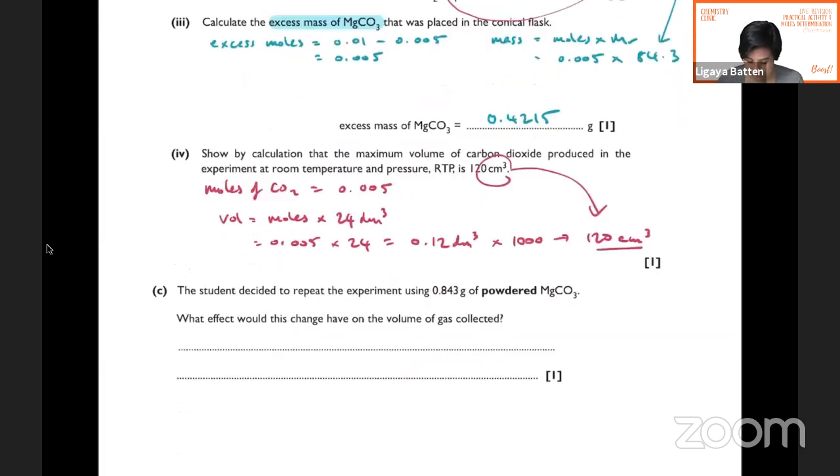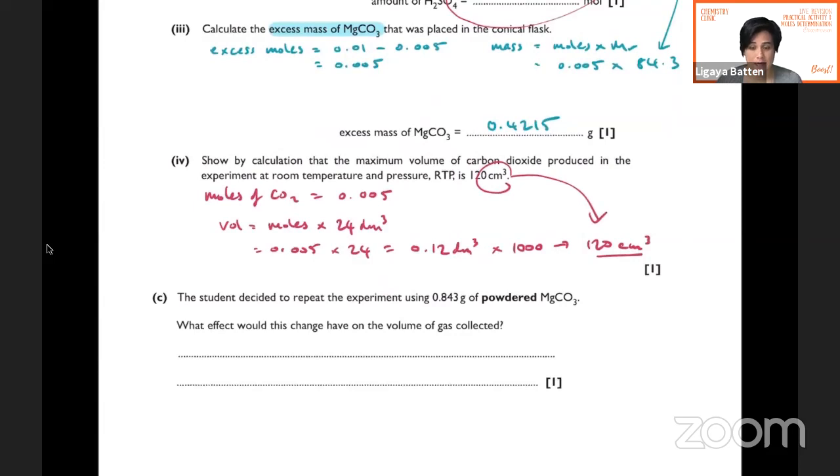Okay, the student decided to repeat the experiment using 0.843 grams, so the same amount of mass of powdered MgCO3 this time. So it's been powdered. That's the only difference because the mass is the same. What effect would this have on the volume of gas collected? So again, I'll give you a couple of seconds to think about that for yourself. Will powdering the MgCO3, magnesium carbonate, have an effect on the volume of gas collected?